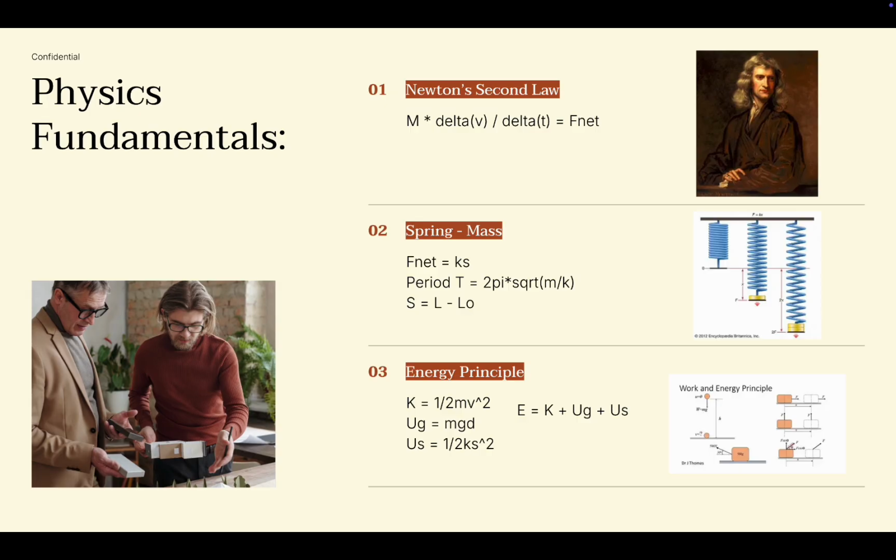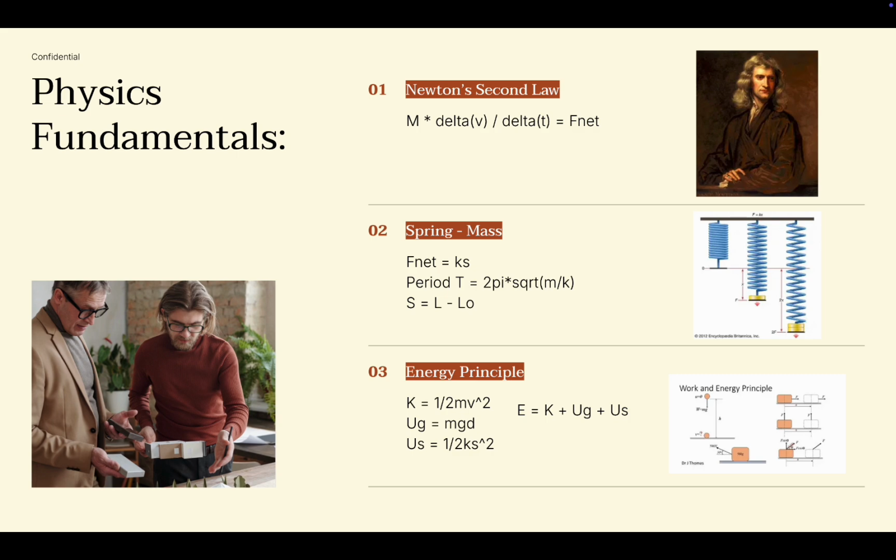We used Newton's second law, spring mass relations, and the energy principle to help us achieve our goal. Newton's second law is m times delta v over delta t. The force of the spring is equal to k times s. Period is T equals 2 pi times the square root of m over k. s equals the length of the spring minus the relaxed length of the spring.